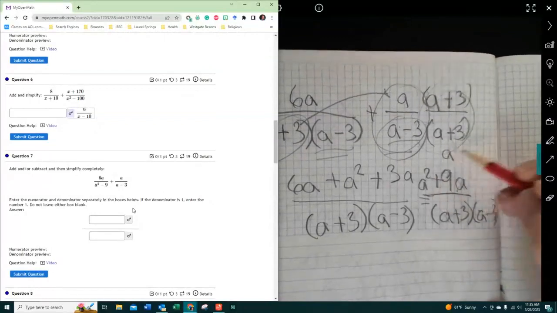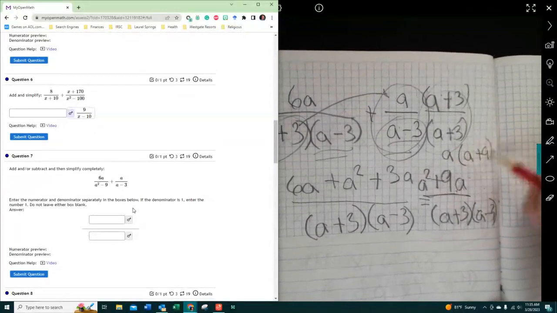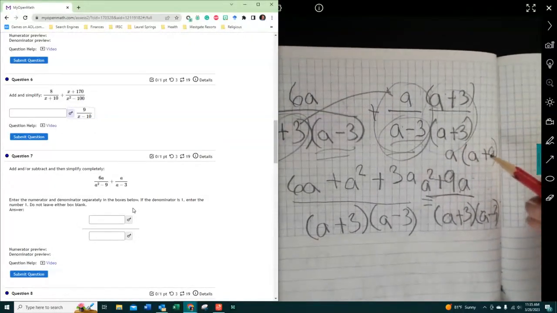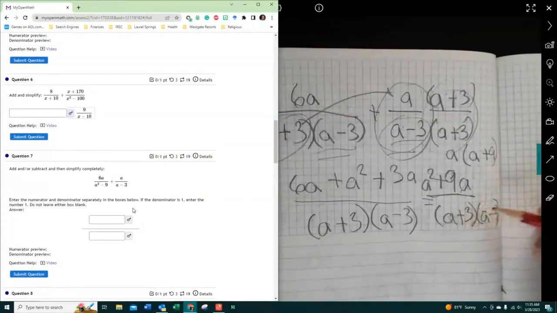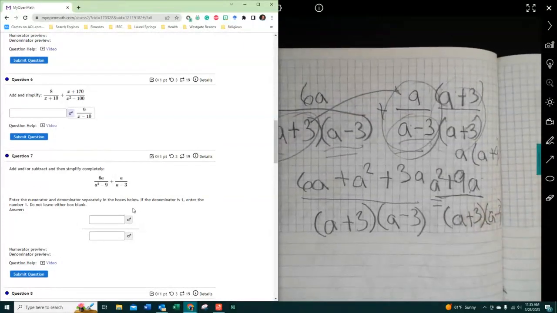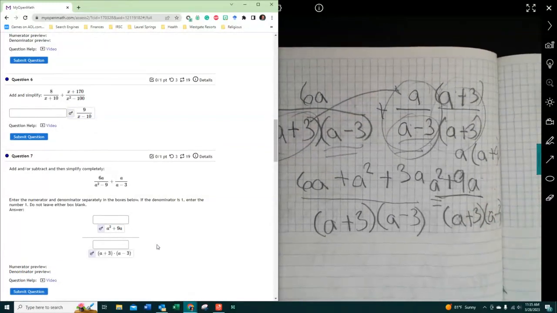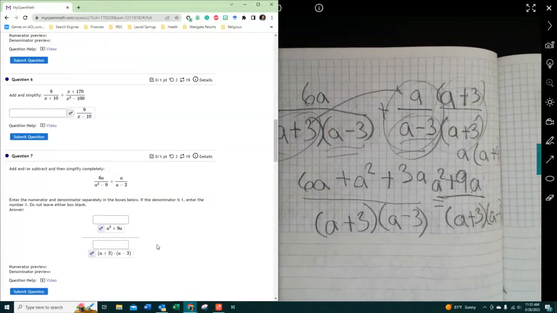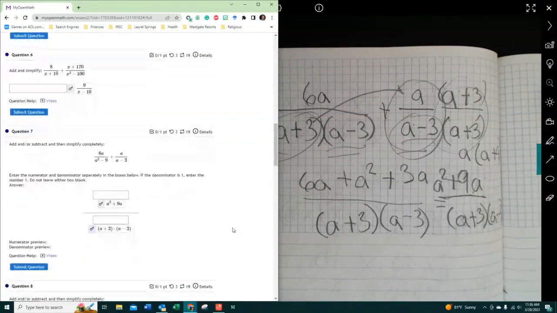Now I can factor out an a, but that doesn't make any difference to me. It's not going to change my answer because I can't factor out a 3, for example, and make it become a plus 3 or a minus 3. So I'm going to leave it like that as my answer. All right, so that gives us the answer that we're looking for here.